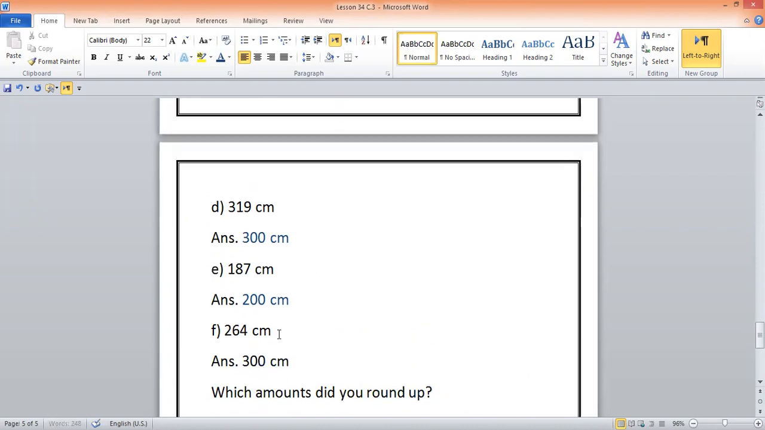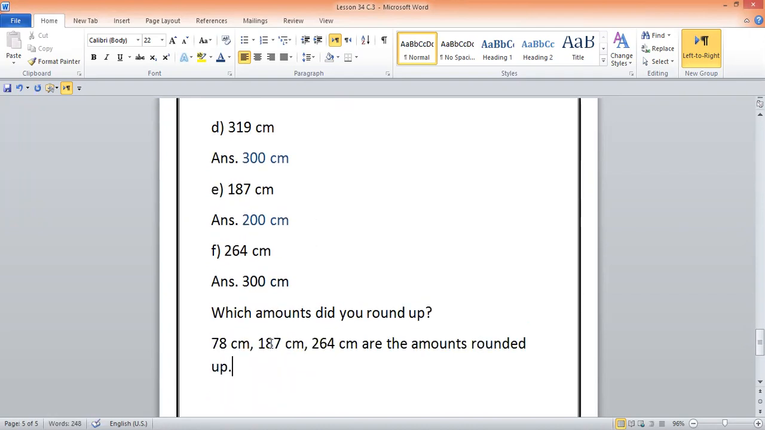Yes, guys, you can see 78 centimeters, 187 centimeters, and 264 centimeters are the amounts rounded up. Check if there is any other amount which is rounded up. Tell me, is it correct, guys? No, sir.